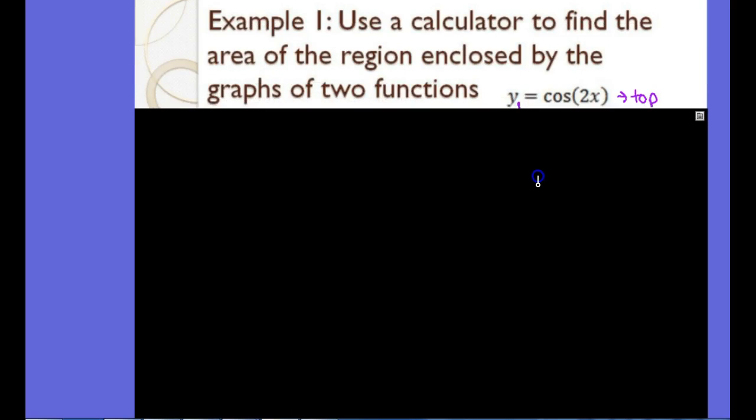Alright, what I want you to do is put these two functions in your graphing calculator. Put y1 as cosine 2x. Put y2 as x squared minus 2.